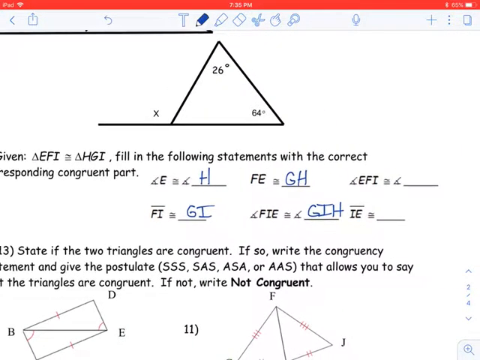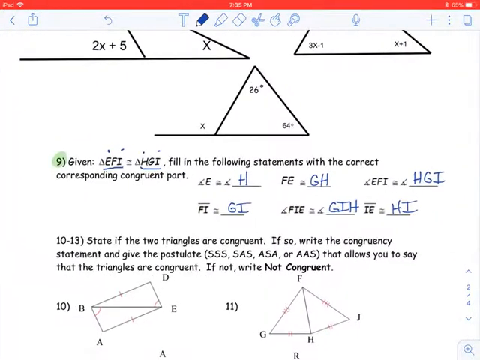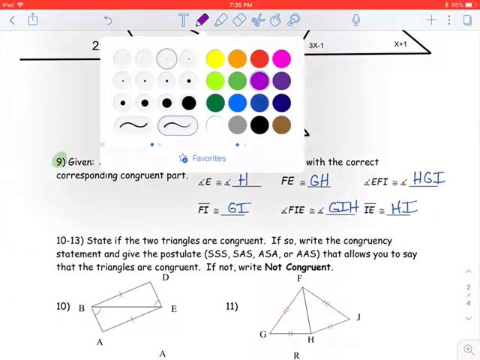So EFI is going to be the same order. EFI is HGI. And then the last one, EI is first and last. So HI, first and last. Okay, HI. All right, and that's congruency statements, keeping the correct order.